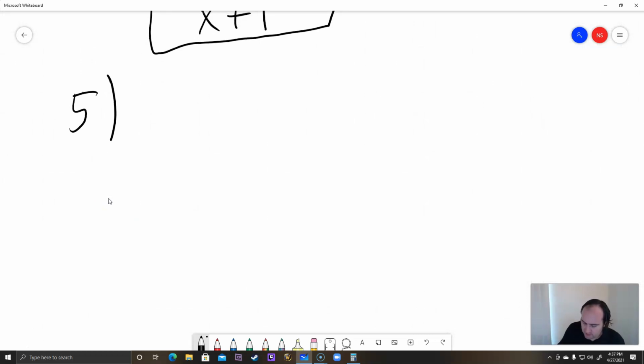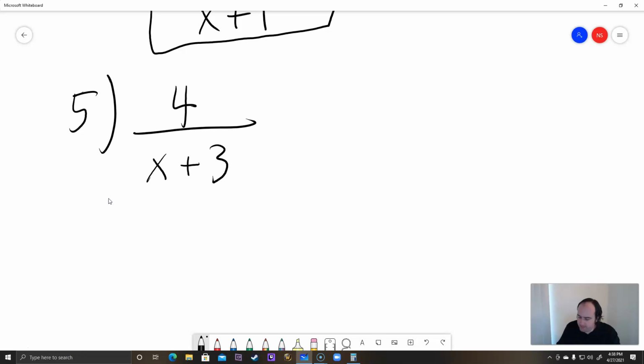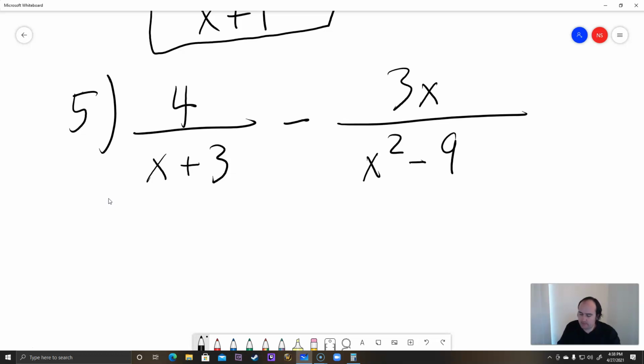Okay, so for example number 5, like I was saying, the last one wasn't too bad. This next one is a little bit harder. There's more factoring to do here. So for this next problem, for number 5, we actually have 4 over x plus 3, minus 3x over x squared minus 9. Okay, so 4 over x plus 3 minus 3x over x squared minus 9.